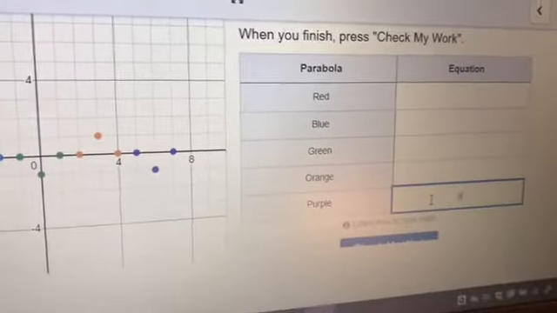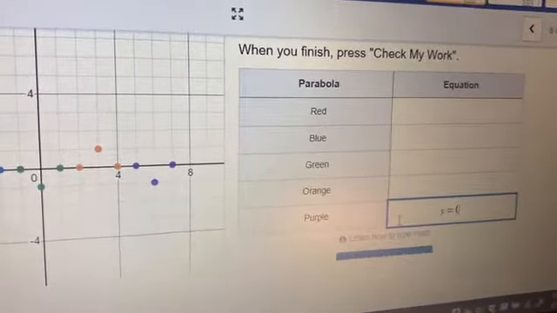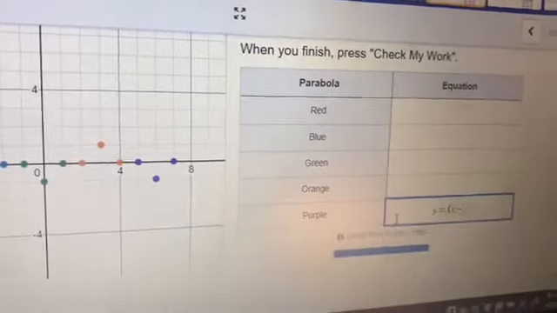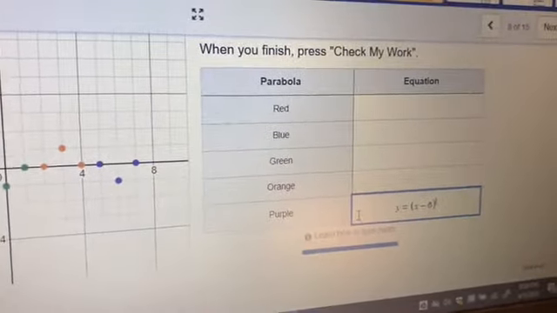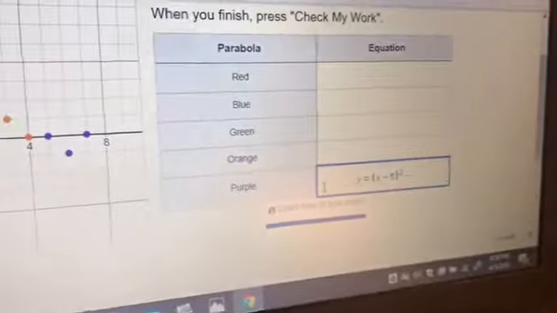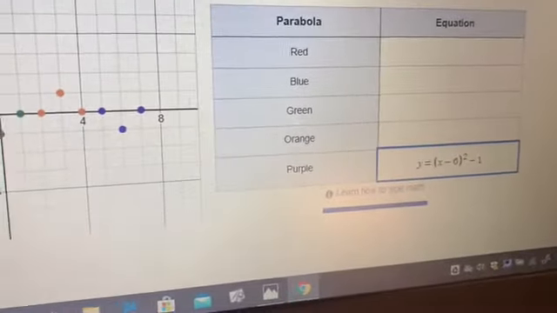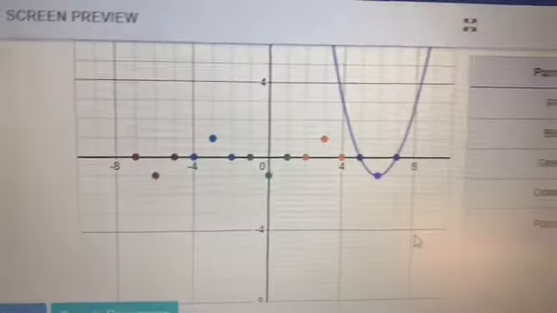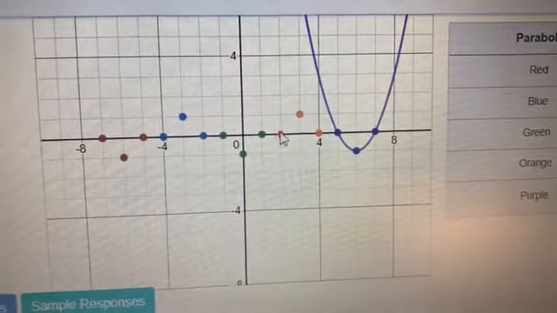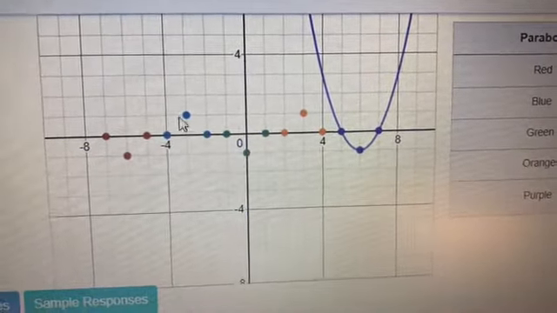So to move it right 6, think of what we're going to do in parentheses. To move right 6, it's x minus 6. Close your parentheses and square that. And then to move down 1, we're going to type in a minus 1. Always check your answer. Make sure you check your work when you're done. So that one's done for you. So you're going to have to do the orange and the green and the blue and the red.